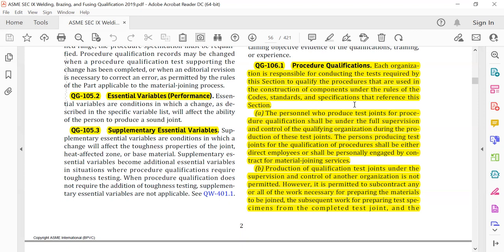The personnel who produce test joints for procedure qualifications shall be under full supervision and control of the qualifying organization during the production of these test joints. Or you have BS and API; those are slightly different from these procedure qualifications. That is API 1104, not API as it is. 1104 is different from this qualification.